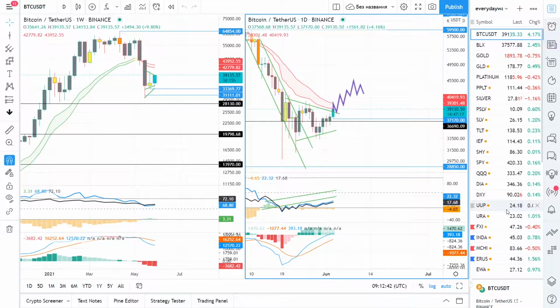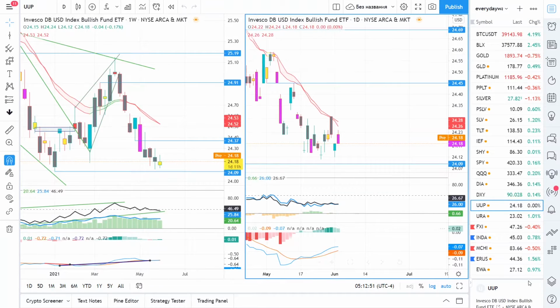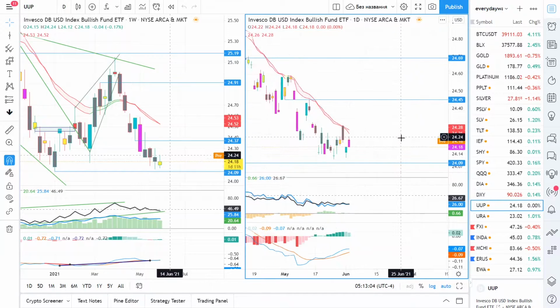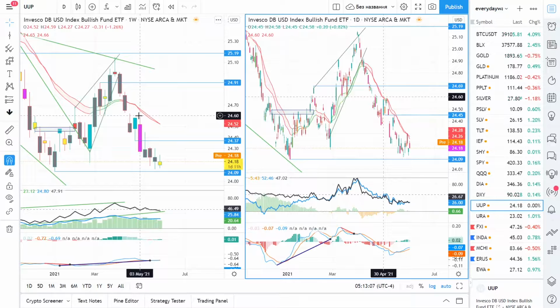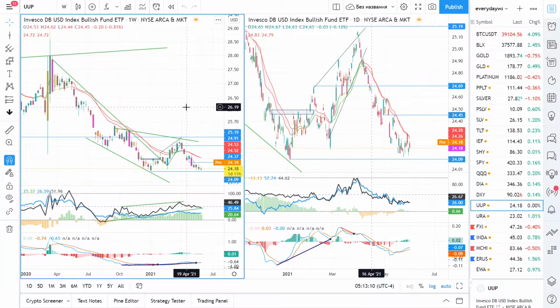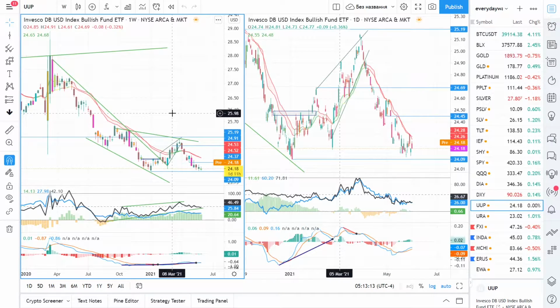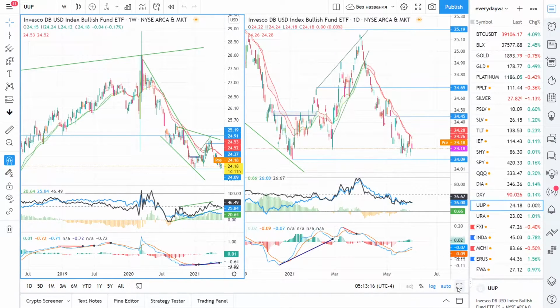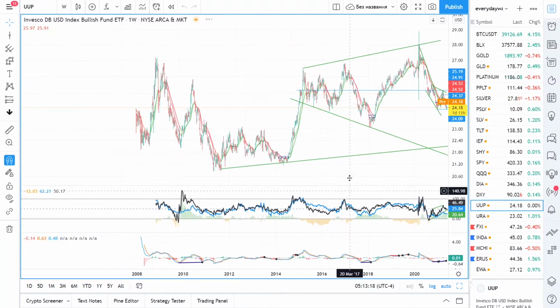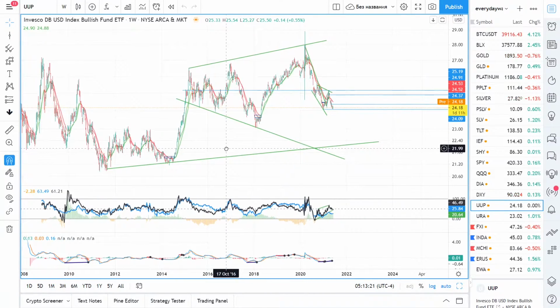Last chart that will wrap the whole idea up will be a chart of a dollar ETF. The ticker is this one here, UUP, and it is the largest dollar ETF. The reason that I don't look at the DXY, the actual dollar index, is that I prefer to choose the biggest ETF and to analyze the volume as well. So very interesting technical picture on the weekly here.